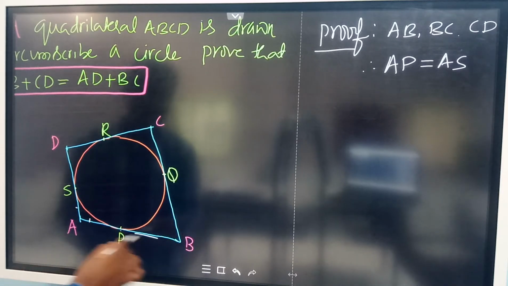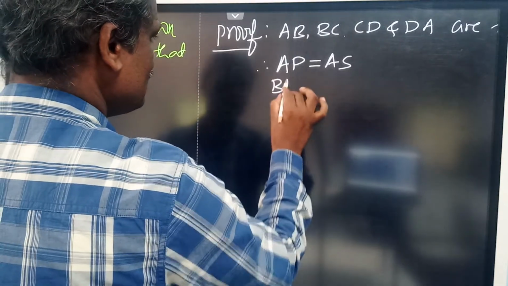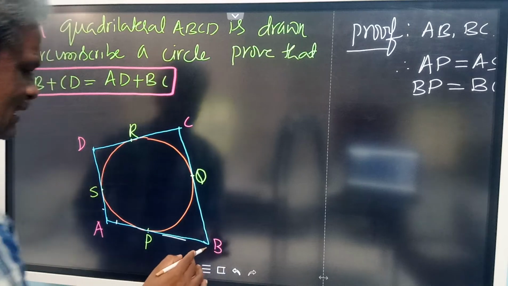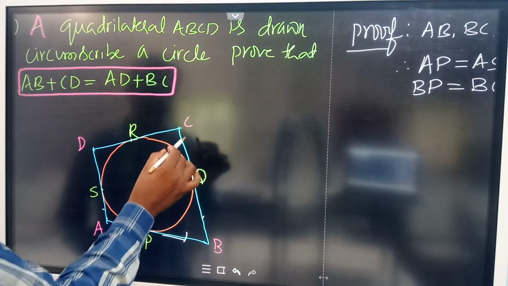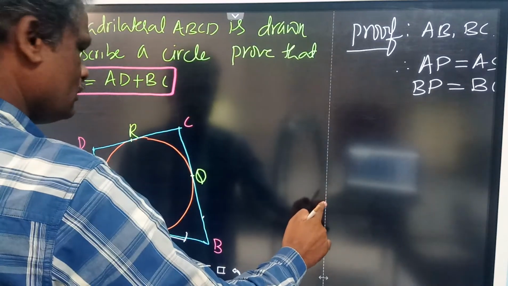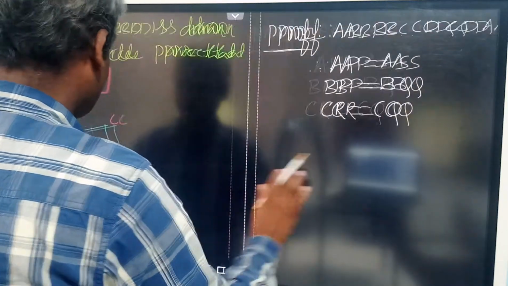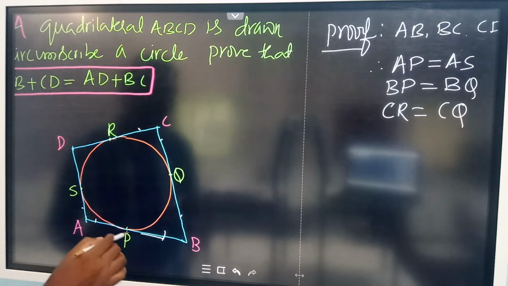Similarly, BP is equal to BQ. I can write BP is equal to BQ, because B is an external point, and tangents drawn from an external point must be equal. Then similarly, CR is equal to CQ. C is an external point, so these two tangents must be equal.